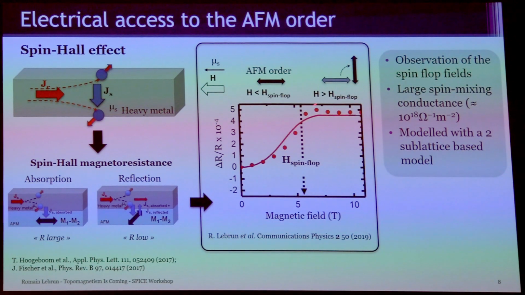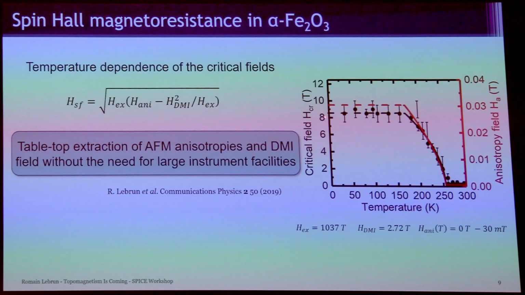So then if you try to fit those types of curves, and if you do that as a function of temperature, then you can try to model those curves with some simple model based on a two-sublattice model. And you can extract what is the anisotropy in your system, what is, for example, the DMI field in your system, and this as a function of temperature.